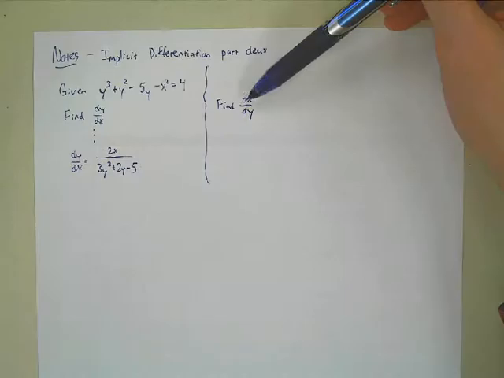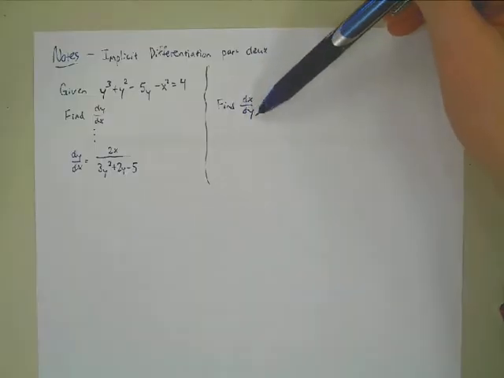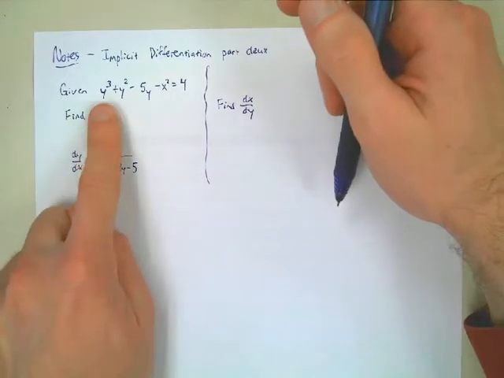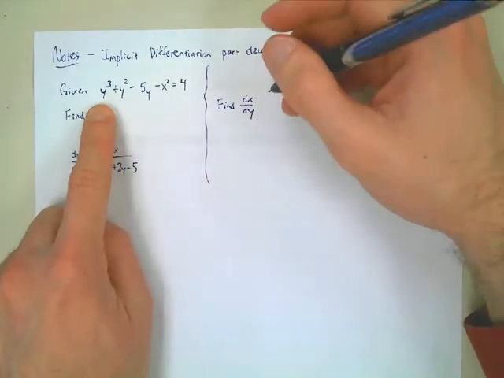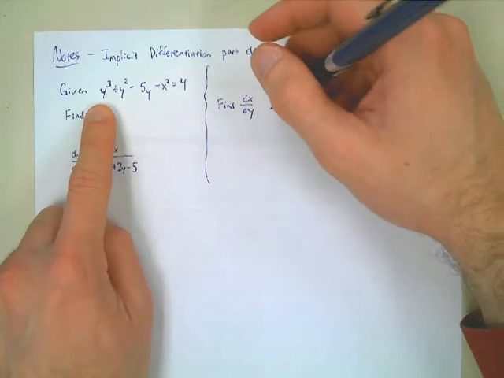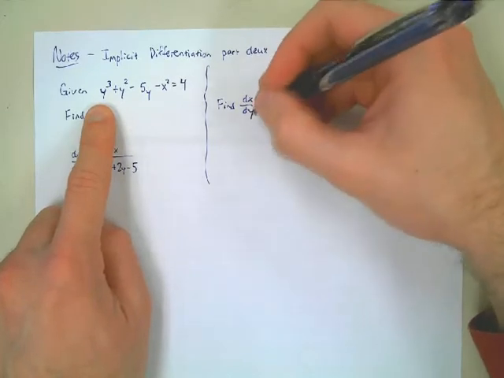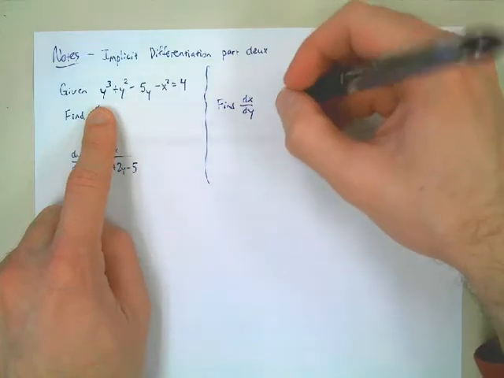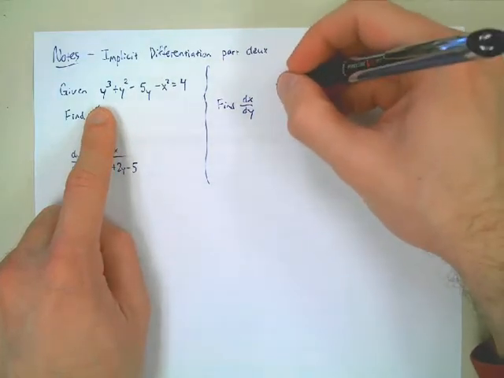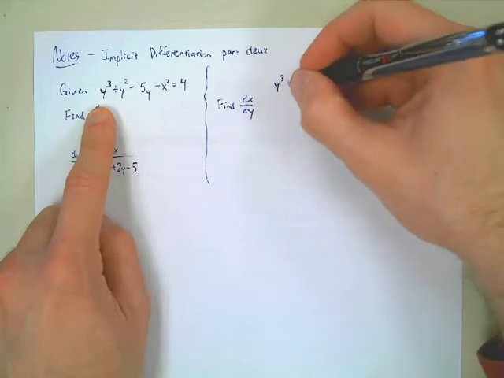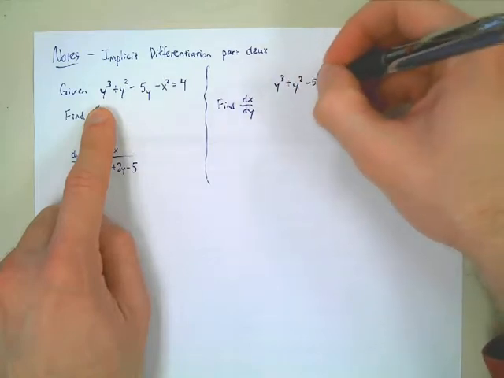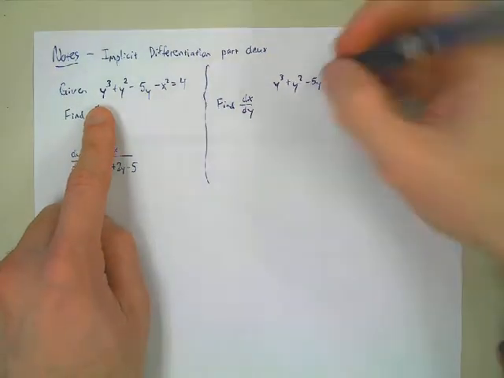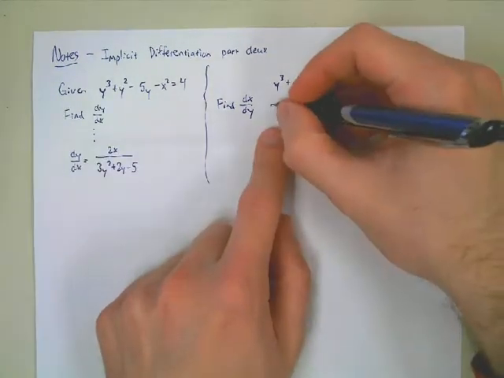We're going to find the derivative of x with respect to y. Before, when we took the derivative of y with respect to x, the derivative of y cubed was 3y squared dy/dx. Now, since we're taking the derivative with respect to y, what will the derivative of y cubed be? Just 3y squared. I'll write the original here: y cubed plus y squared minus 5y minus x squared equals 4.